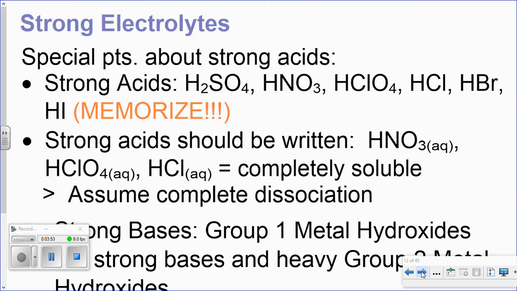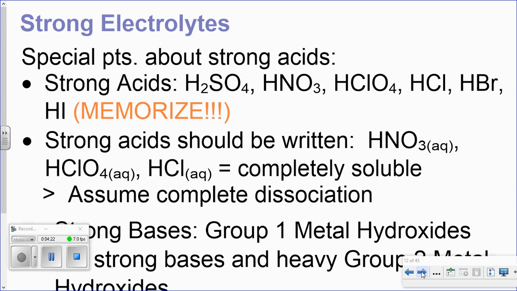Moving on with strong electrolytes, you'll see some special points about strong acids. We're going to be talking about strong acids as the course goes on. You'll notice I have listed six. H2SO4 is sulfuric acid. HNO3 is nitric acid. HClO4 is perchloric acid. HCl is hydrochloric acid. HBr is hydrobromic acid. And HI is hydriodic acid.